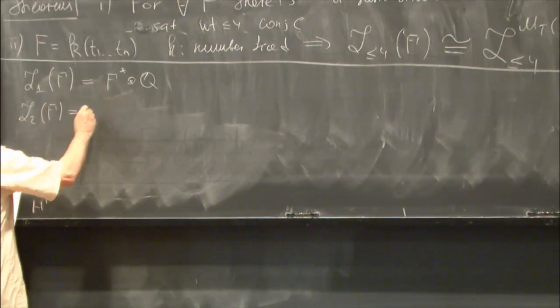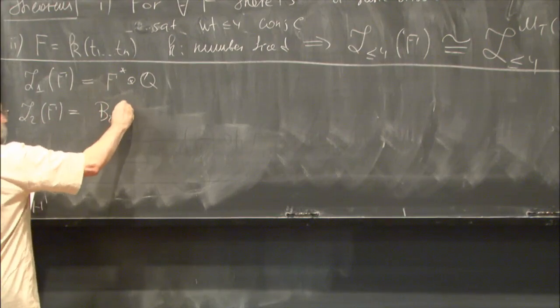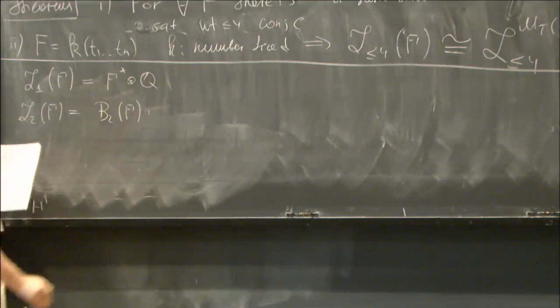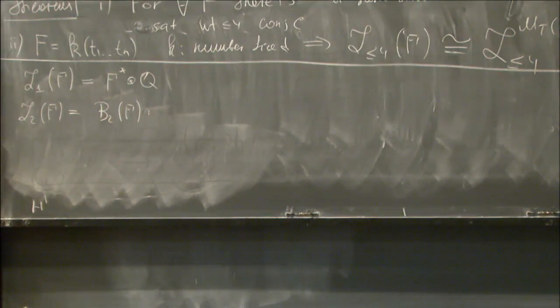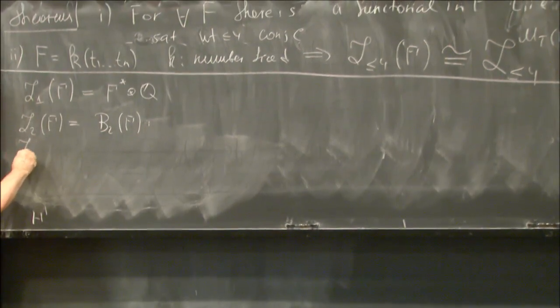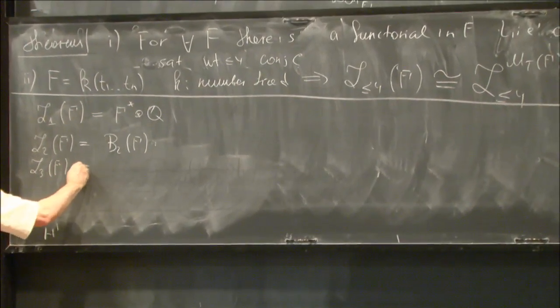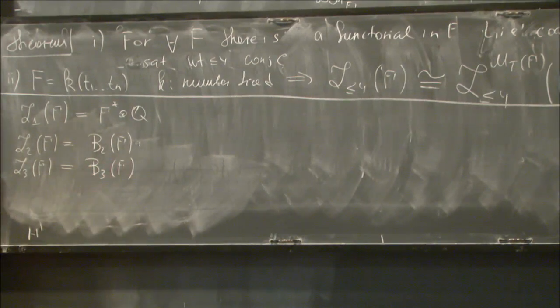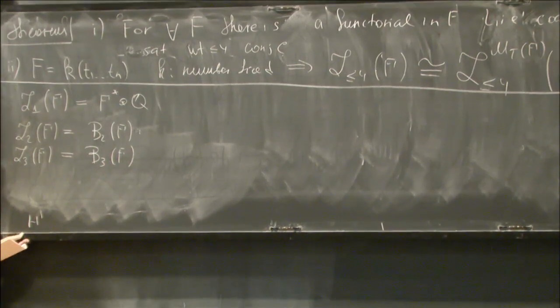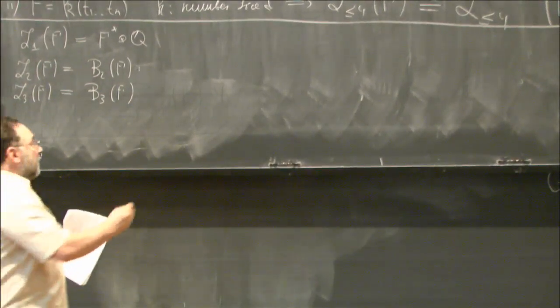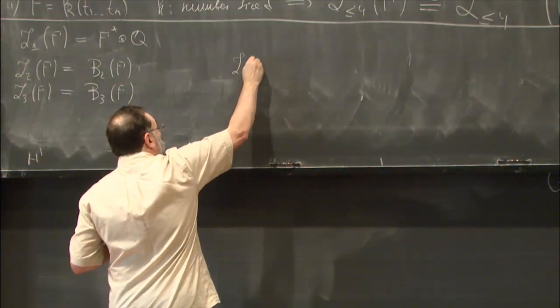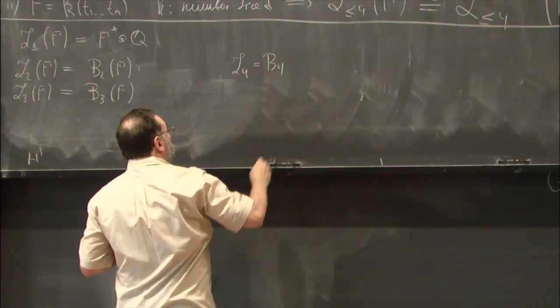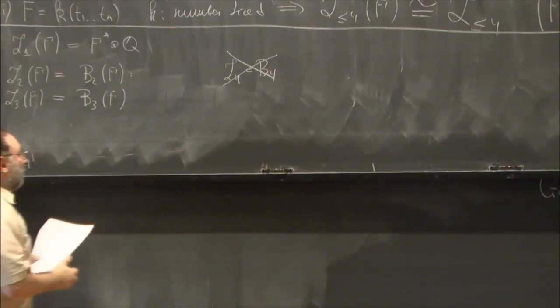So the claim is that this is canonically isomorphic to this block group. I define this as a Q vector space, B2. Now, what is L3 of F? The claim is that it's canonically isomorphic to group B3 of F. And what is L4 of F? You may say that L4 of F is isomorphic to B4 of F, and this is very much wrong.